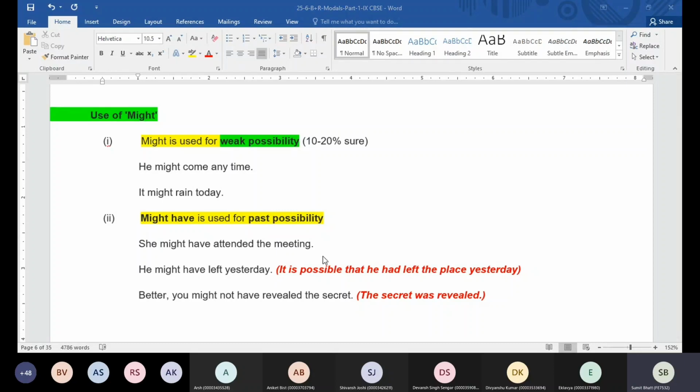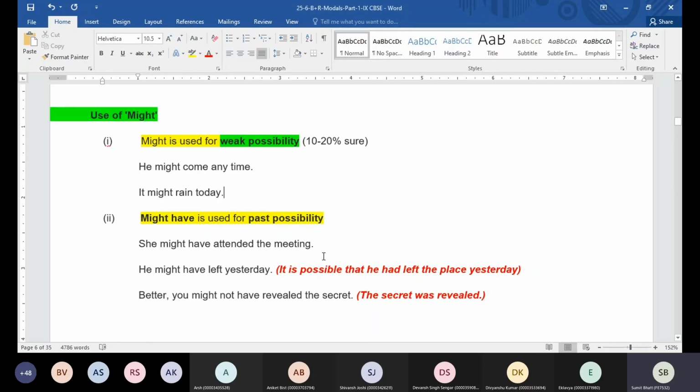So any modal with have, like might have, must have, could have, should have, would have. So the modal with have is always going to be a past time. Okay, they are going to denote something in the past time. Now when to use should have, would have, could have, and those things, we are going to discuss that at the end of the class. Once we are done with the modals, okay, then we'll discuss that.